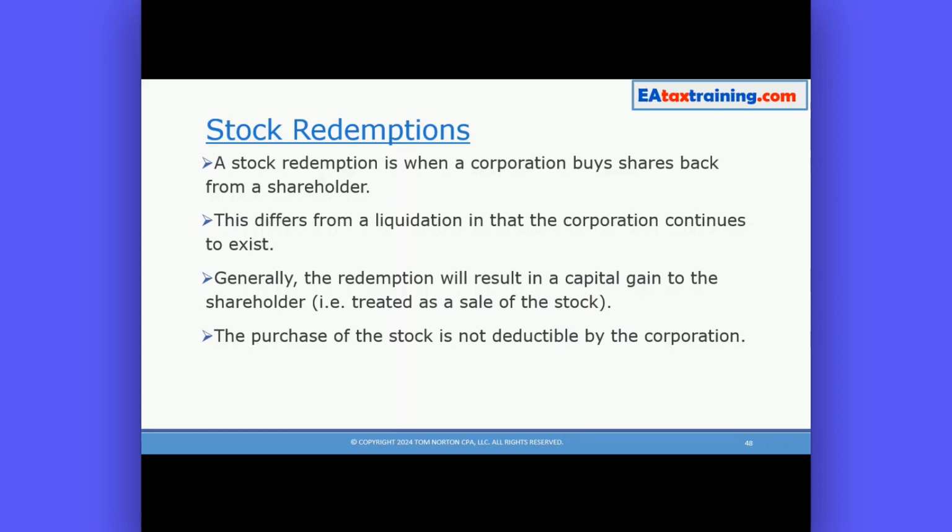And the purchase of the stock is not deductible by the corporation. So it's just like if they had invested in some other corporation's stock, that's not a deduction. It just so happens that the stock that they are purchasing is stock in themselves. It's their own stock, but that is not a tax deduction. That is simply a reduction in the equity of the corporation, not a tax deduction.